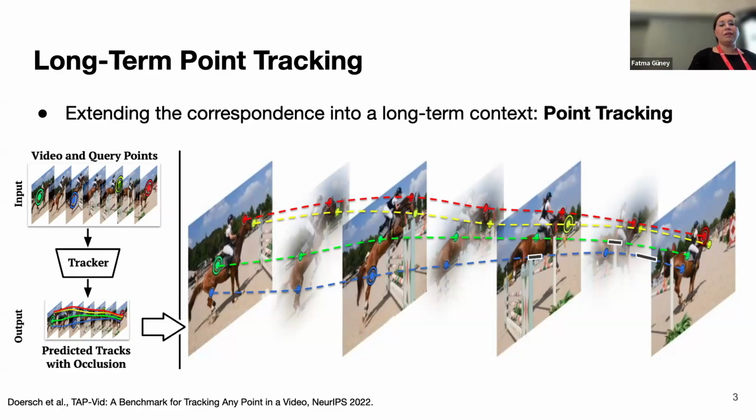And for occlusions, where the point is not visible in a certain frame, we also predict a binary visibility indicator, which is shown as black segments here in these colored tracks. So this is the problem that I want to talk about today, as I mentioned.